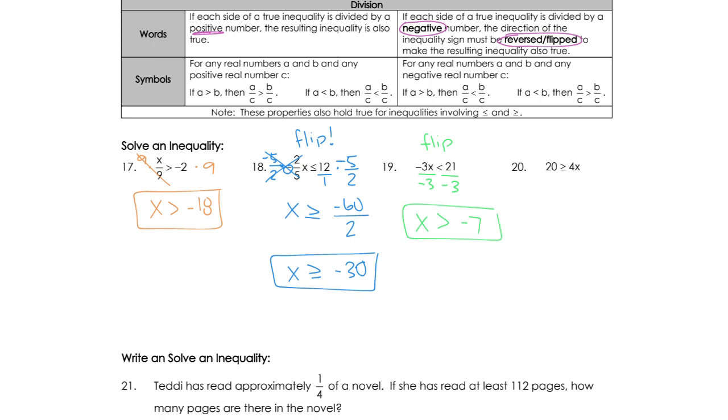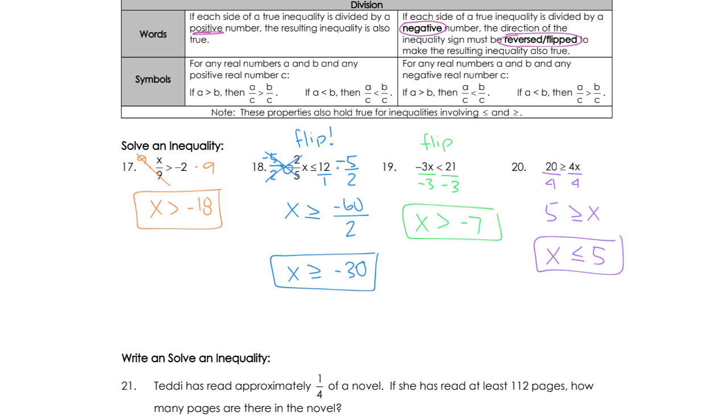And then on 20, 4x is on the right, but I need to divide both sides by 4 because I'm trying to get x by itself. Since you're dividing by a positive number, the sign does not flip, so then it would be 5 is greater than or equal to x. Now, totally separate from multiplying or dividing by a negative, I again like my variable to be on the left, so I'm going to rewrite this as x is less than or equal to 5.